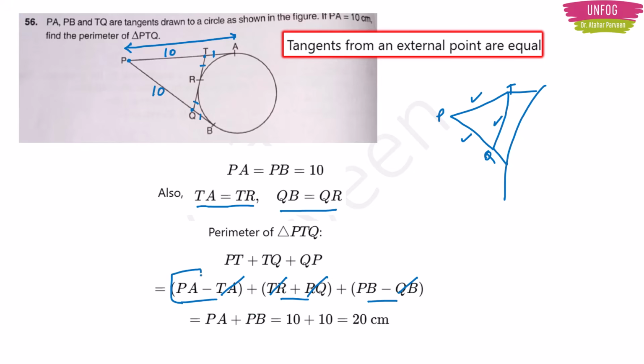PA is remaining and PB is remaining. So we write PA plus PB and we know that is equal to 10 centimeter. So if I add up, I'll get 20 centimeter. So perimeter of this triangle PTQ is 20 centimeter. So just you have to play around here by substituting the tangents and the lengths there.